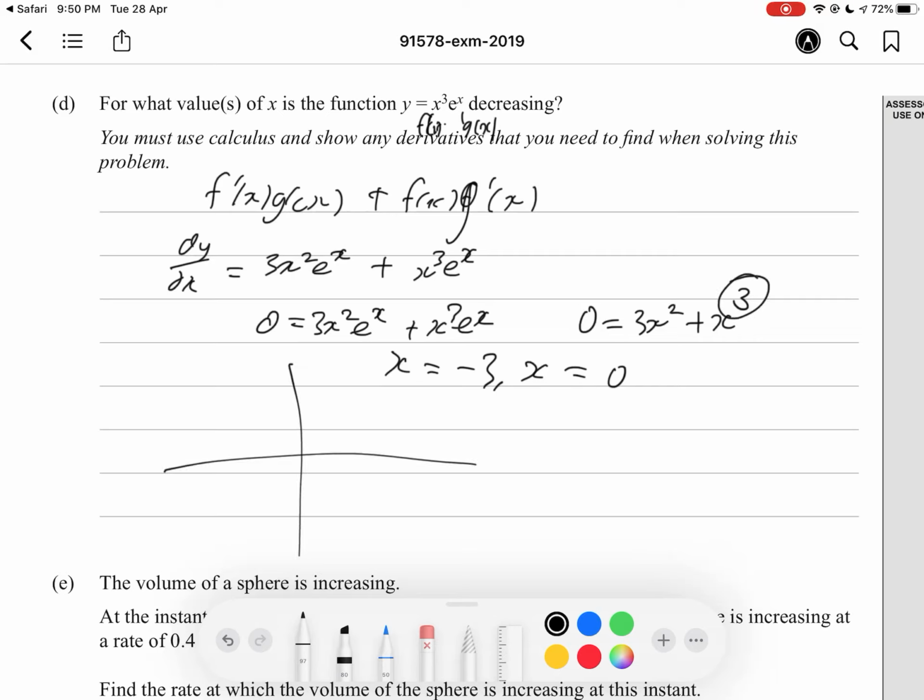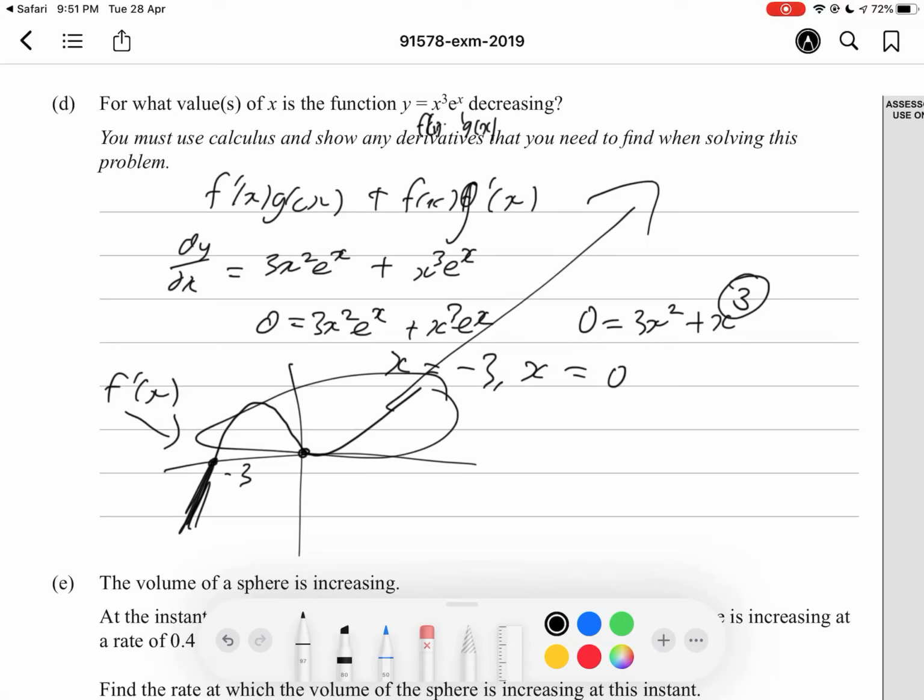Looking at our graph, this is a positive cubic, so we should have something that looks like this. This is our f dash of x, and we want to find out when it's decreasing. This here is -3. When it's decreasing, that'll only be this part here, because all the rest of the cubic is going to be above the x-axis. As you can see, this whole thing is going to keep going upwards. It's always going to be above 0. So our only part where f dash of x is below zero is when x is less than -3.